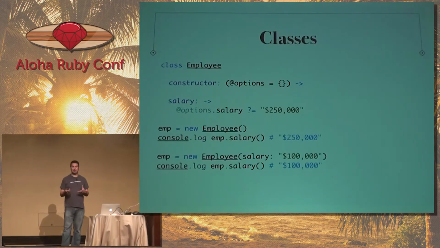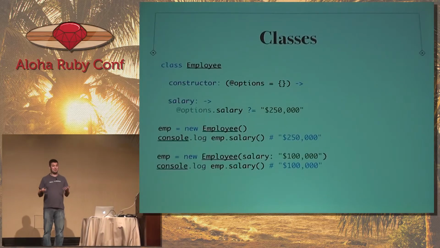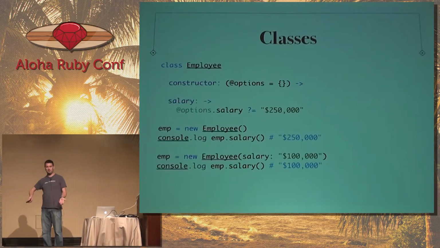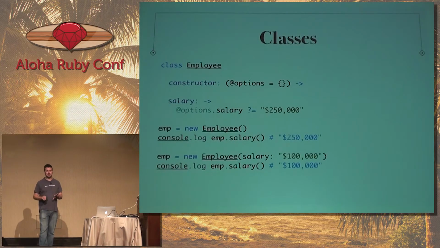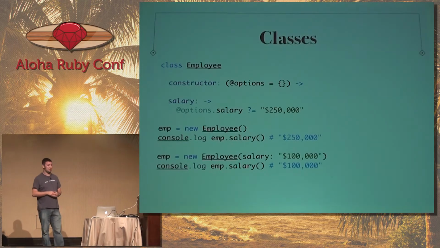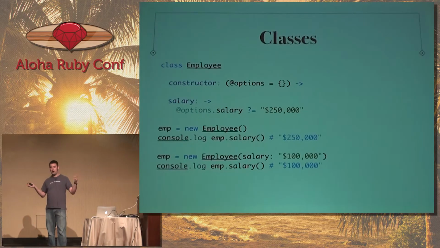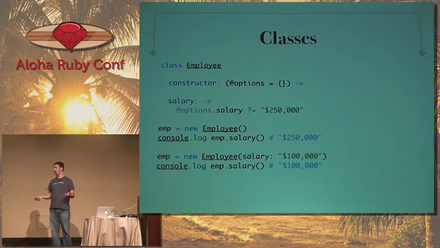Here is a little more complex example of a class. I've got a constructor that gets called every time I initialize it. I have a salary function, which will return a salary, and then I could call that. There are a few interesting parts about this class I want to take a moment to talk about. The first is you notice I can do default arguments in CoffeeScript, just like I can in Ruby. So here I say, this class is going to take options as part of its constructor, and if no options are passed in, then set them equal to an empty hash, which is great.